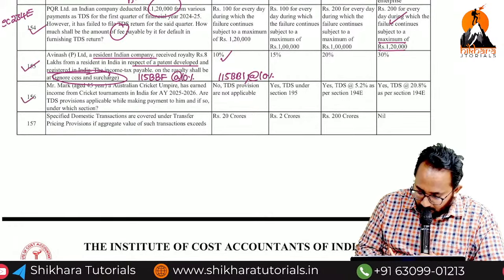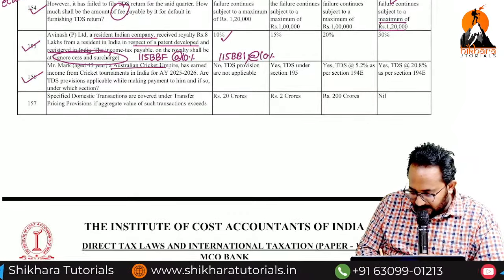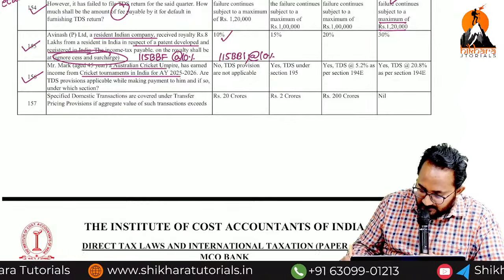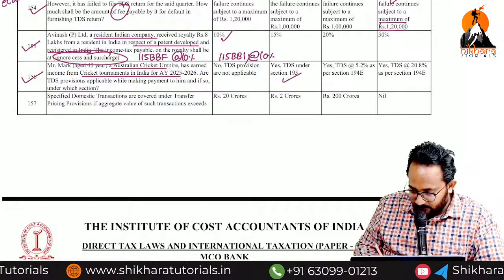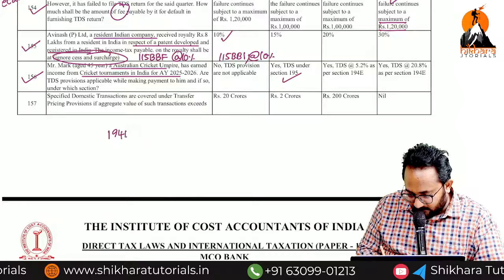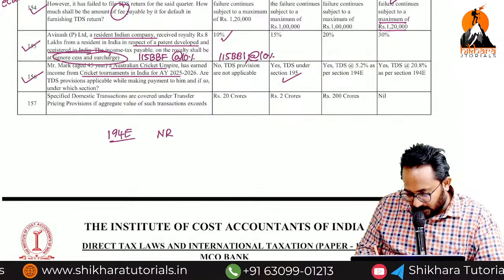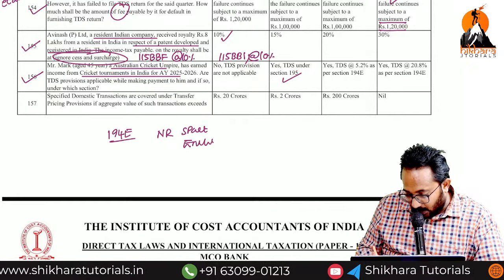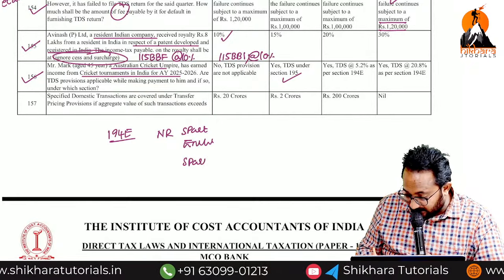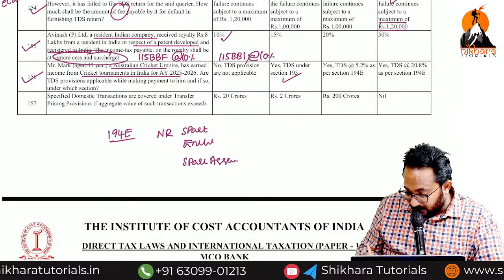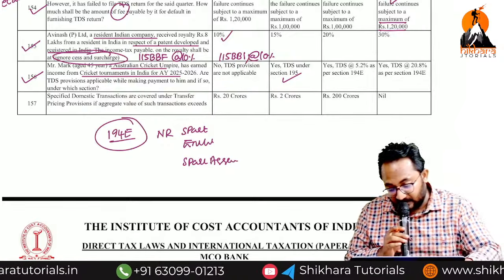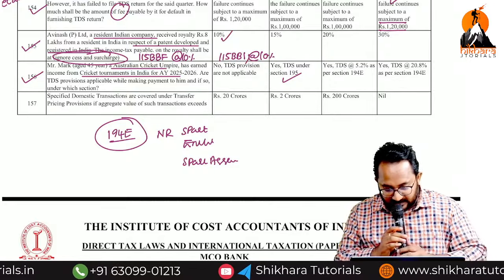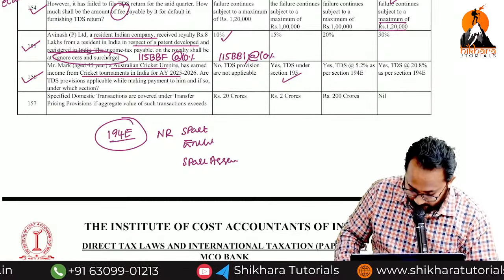Now here one more point. An Australian cricketer earning some amount from the Indian cricket tournament, under which section? 194E. Maybe you can ask, sir, why it is 194E. It is applicable for a non-resident sportsperson, non-resident entertainer, non-resident sports association. For these only we can deduct the TDS under section 194E. The remaining non-residents are covered under the general provision of 195.